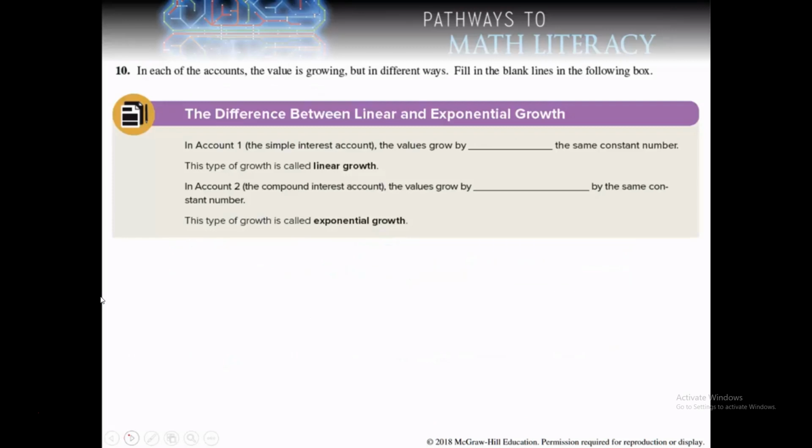In number 10, summarizing this in another way, in account 1, the simple interest account, the values grow by adding the same constant number, the $50. This type of growth is called linear growth. In account 2, the compound interest account, the values grow by multiplying by the same constant number over and over. That was the 1.05. This type of growth is called exponential growth.